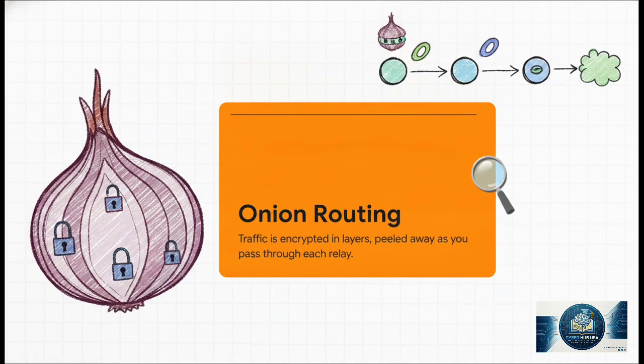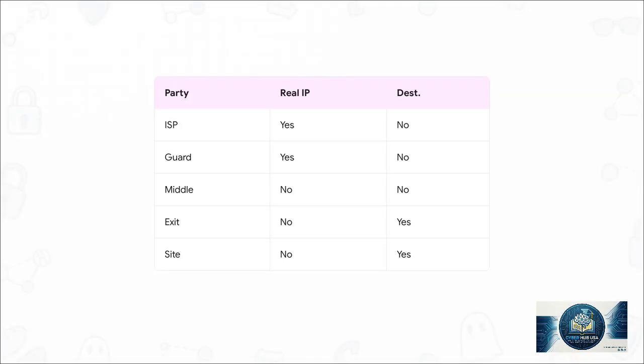See, before your request even leaves your computer, it gets wrapped up in 3 distinct layers of heavy-duty encryption. As your data travels through that chain of servers we just talked about, each relay only holds the specific key to peel away a single layer. By the time it hits that final exit node, the last layer is peeled off and your request finally heads out to the open web. So what does this actually mean in practice?